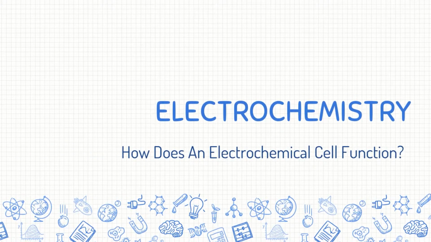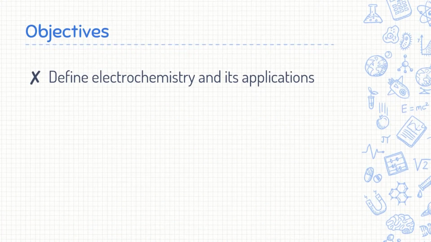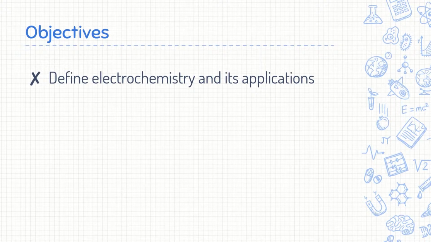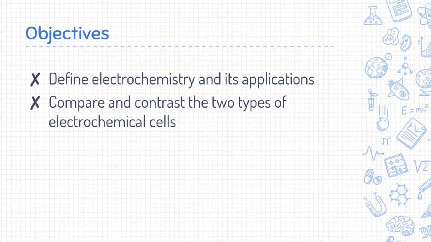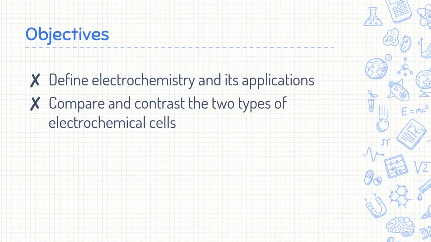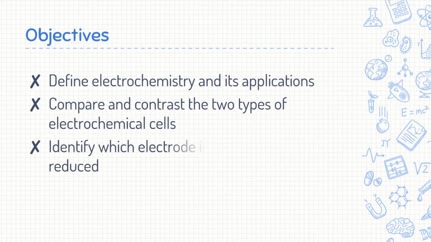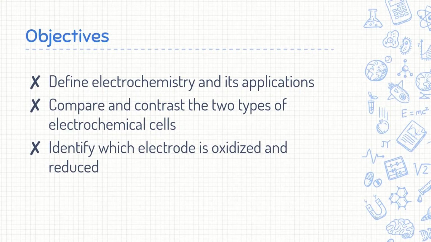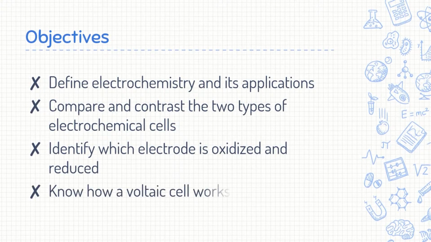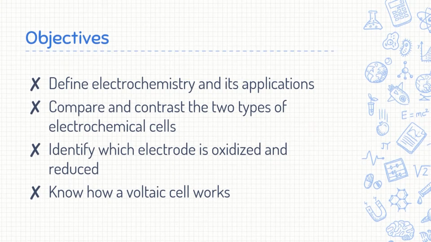After watching this video, you should be able to: number 1, define electrochemistry and its applications in our everyday lives. Number 2, identify the similarities and differences of the two types of electrochemical cells. Number 3, tell whether an electrode is classified as an anode or a cathode. And lastly, discuss how a galvanic cell works.